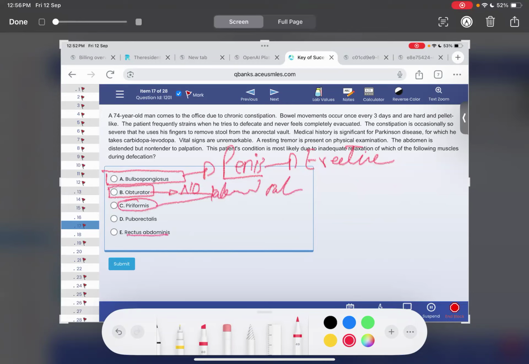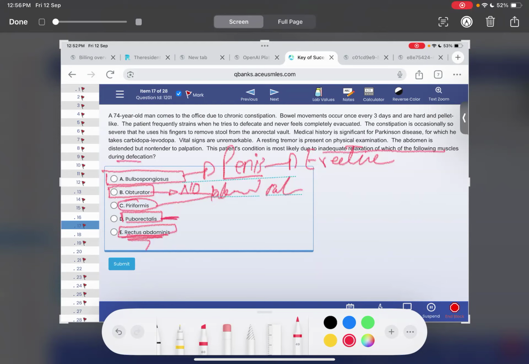What about the rectus abdominis or the puborectalis? The rectus abdominis is along the anterior abdominal wall and helps in the expulsion of the feces. But it is not the muscle whose inadequate relaxation causes this condition.